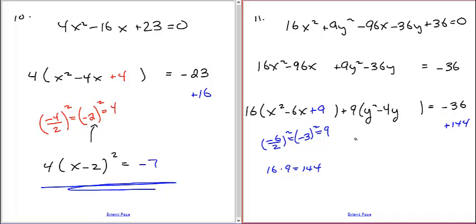Now here I take negative 4 divided by 2, and square that. Negative 4 divided by 2 is negative 2. Negative 2 squared is 4. So I add 4. You always add a number here because you're always squaring it. So we're adding 9 times 4, which is 36. So I'm going to add 36 over here.